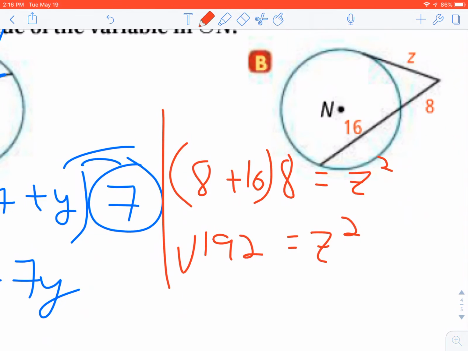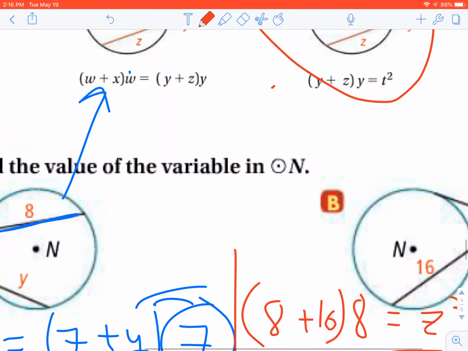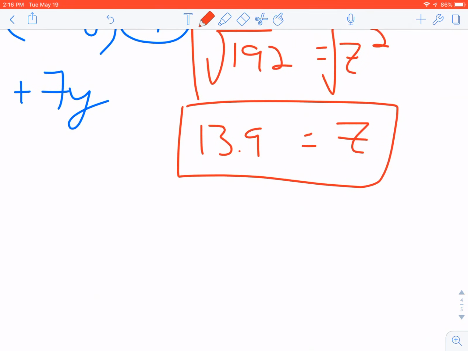Now to solve this, it's not asking for an exact answer, it's asking for a rounded answer. So you can square root this in your calculator, and you get z is equal to about 13.9, depending on where you round. The directions did not say, so if you round to the nearest tenth, it's about 13.9.